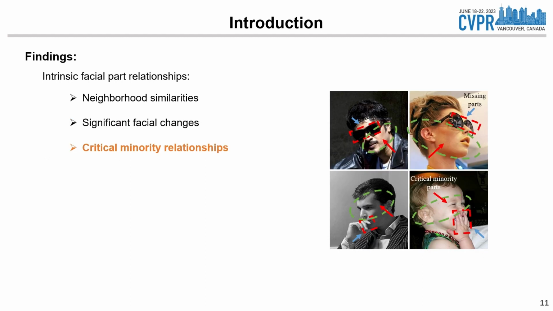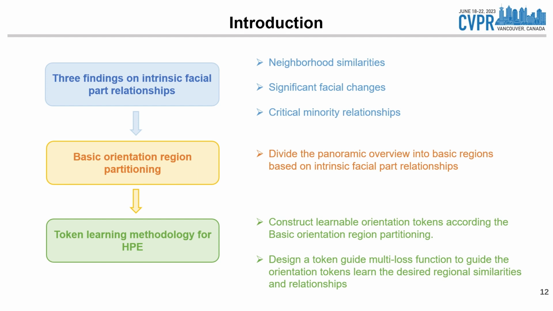Third, critical minority relationships. We find that there still exist some important relationships that are helpful for prediction despite serious missing. For example, if a person's mouth is occluded, the head pose can be determined by the geometric spatial relationships of the eyes, nose, and the outline of the face. Based on these findings, we propose a novel critical minority relationship-aware method. Here is the mind map of our work.